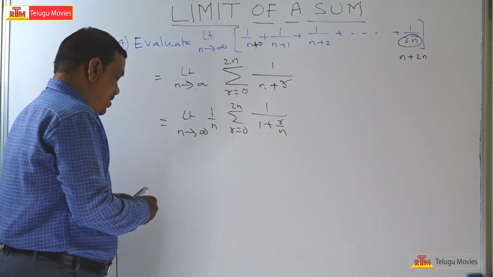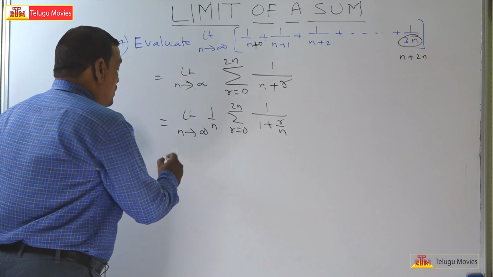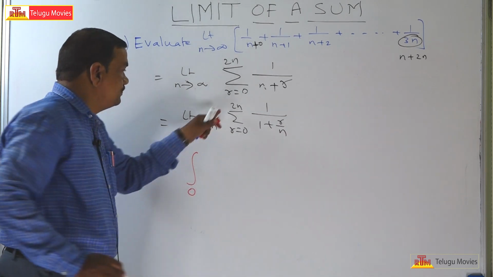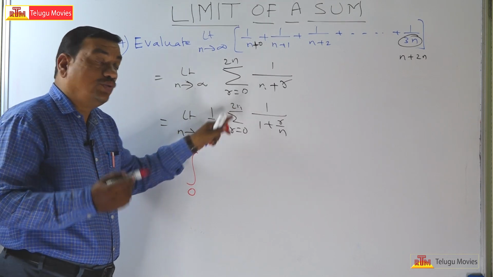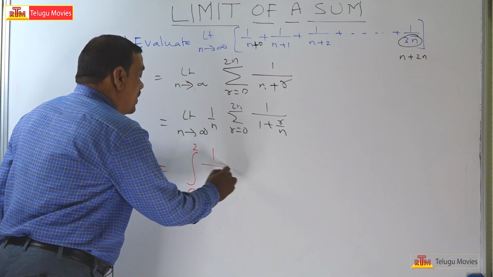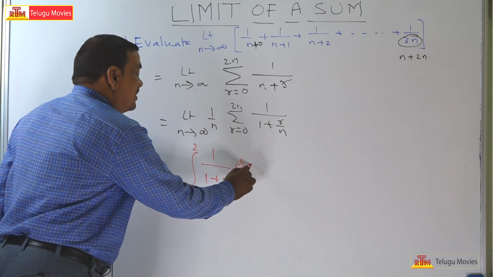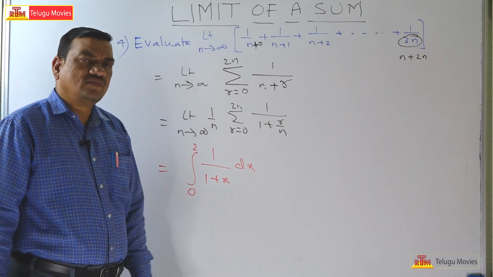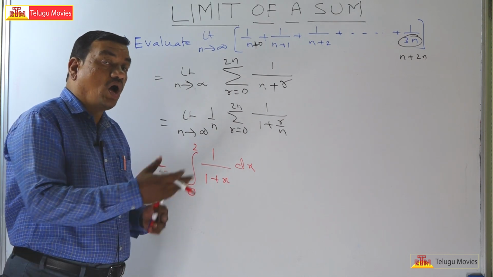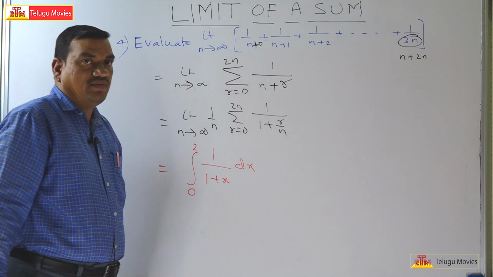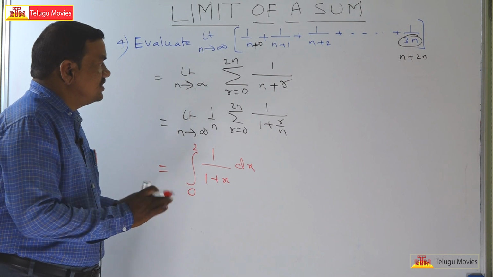So this problem will become 0 to, see here 2n. What are the n coefficient? 2. That is why 0 to 2, 1 by 1 plus x dx. Understand this? Of course, I will explain. So the integral of 1 by 1 plus x is equal to log of 1 plus x. I will explain afterwards. Understand this? So this is the format.